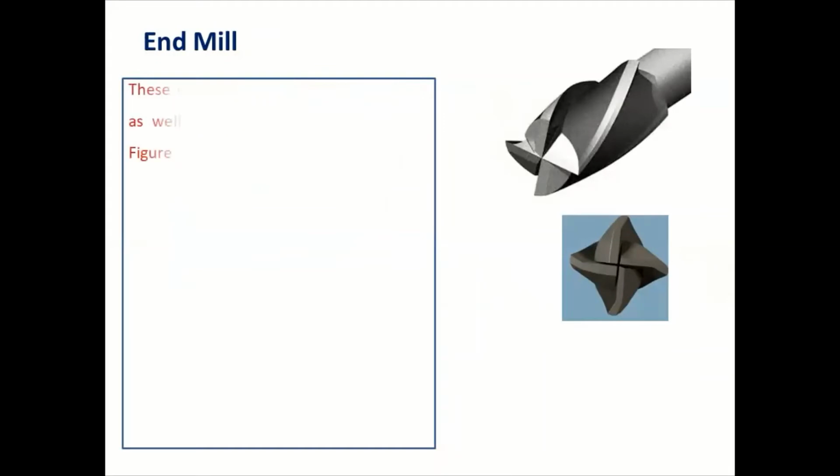Then the end mill cutter: the cutter having teeth on the end, which means this one, as well as on the periphery. You can see in this diagram, this is the end where the cutting teeth are shown, and over the periphery also the cutting will take place.